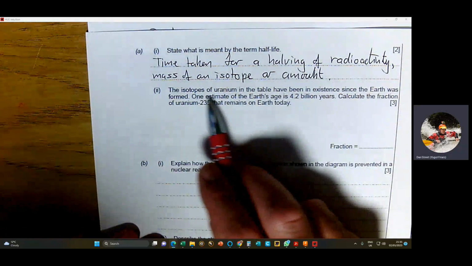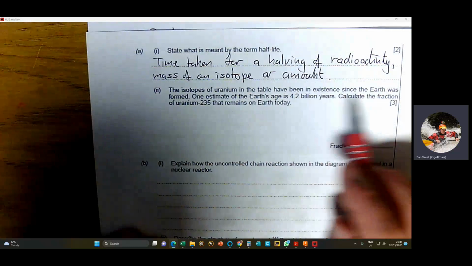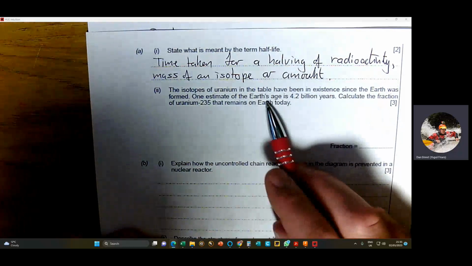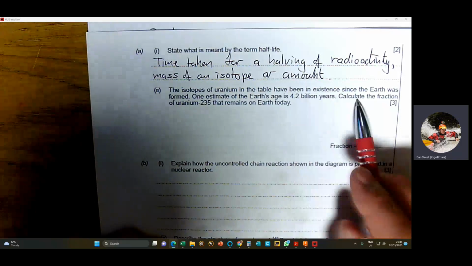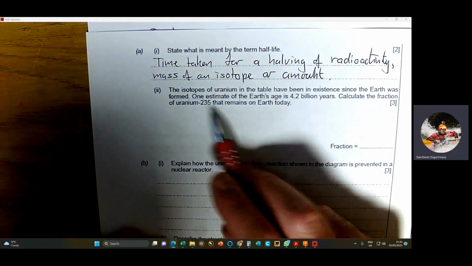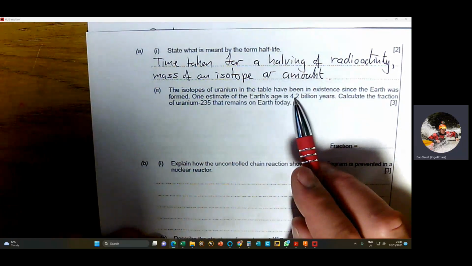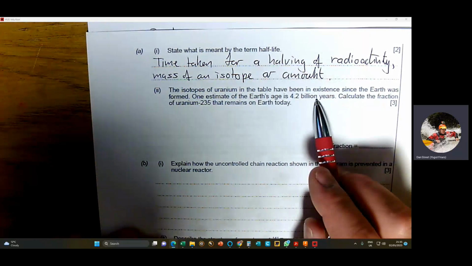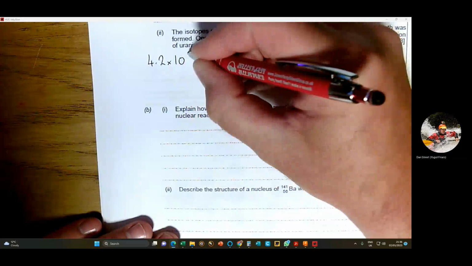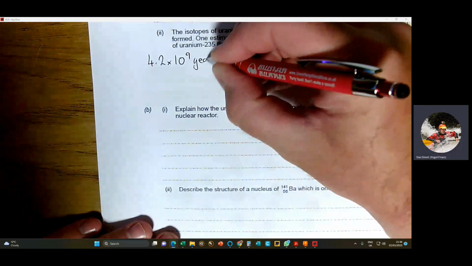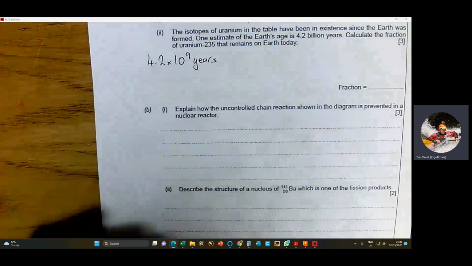The isotopes of uranium in the table have been in existence since the Earth was formed. One estimate of the Earth's age is 4.2 billion years. Calculate the fraction of uranium-235 that remains on Earth today. Perhaps the easiest way to look at this question is to turn 4.2 billion into standard form, because that's the format in which the numbers on the other side have been written. So standard form for 4.2 billion years would be 4.2 times 10 to the power 9, because billion is to the power 9.